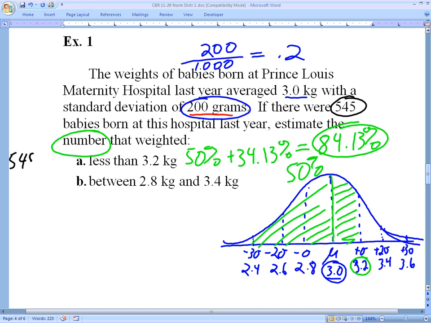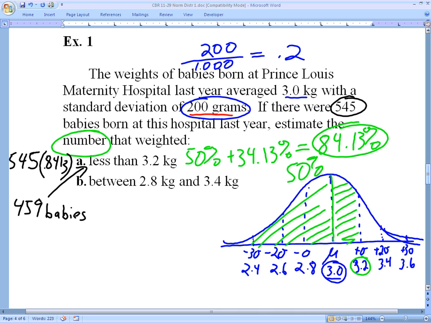So 545 babies born, and then we multiply that by the 84%, and I'm just going to move the decimal to make it 0.8413. And if I multiply those things together, I get 458.5, so I'm going to round that up to 459 babies. So for part A, 459 babies.